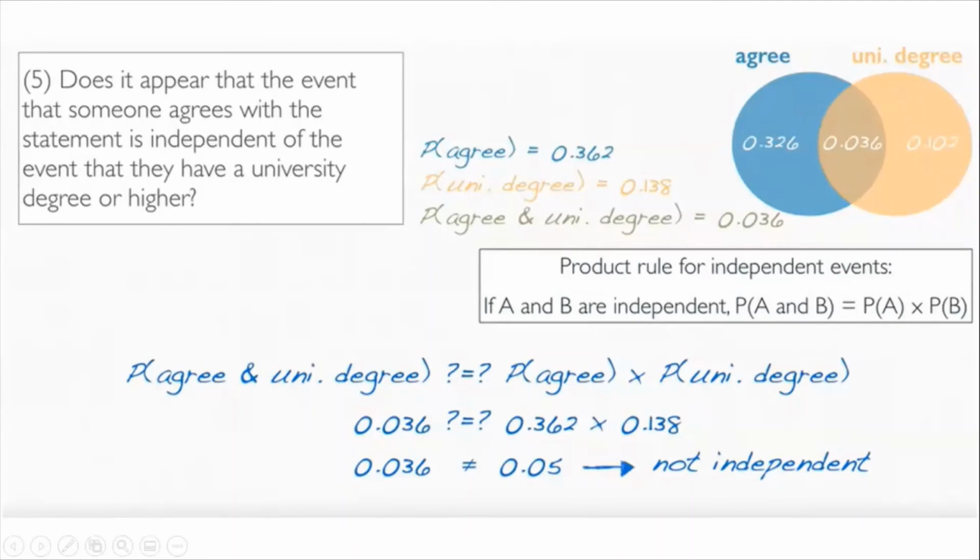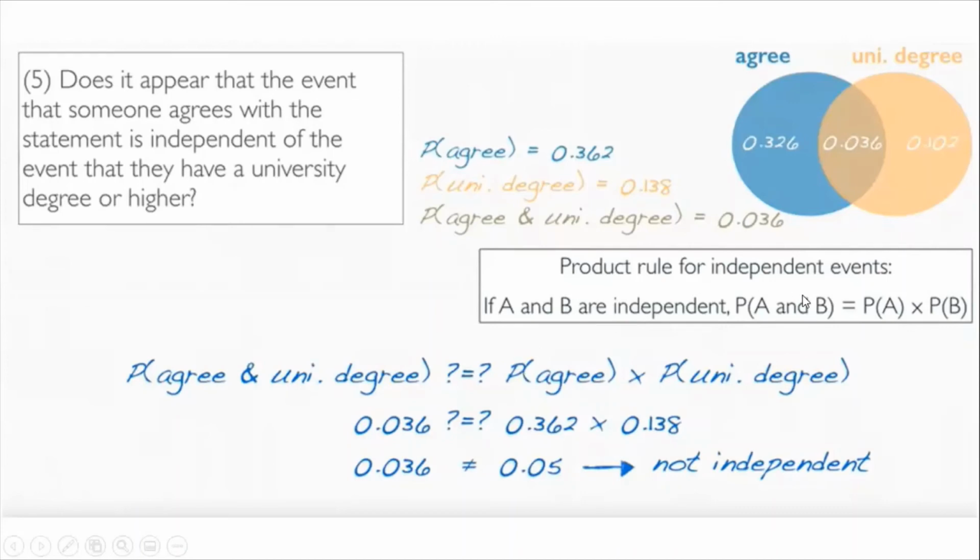Okay, so we use this formula and look at the probability of agree and the probability of university degree, and whether this is equal to the probability of agree and university degree, which we have obtained from the additive rule. And number 4, previously we calculated this. The probability of agree and university, we got 0.036, which is a given value. So we plug into this formula, and then we got 0.05, which is not the same.